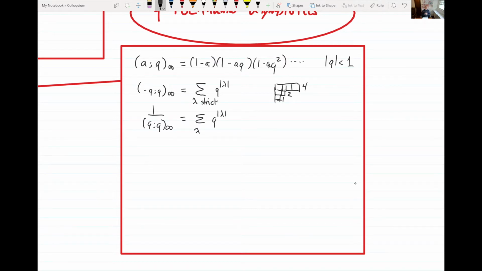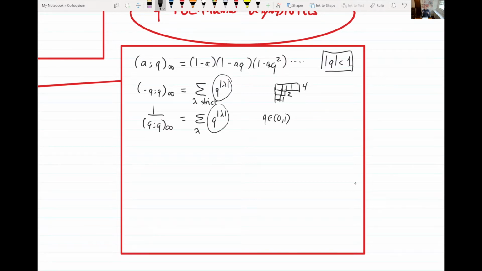There's also interesting probability related to them. For instance, obviously here I'm assuming q is less than 1 for these sums to be convergent. If I assume actually that q is between 0 and 1, then each of these terms will be a positive number. And so I can divide through by the left-hand side, and this actually defines a measure, right? Because I have a sum of positive numbers that sum to 1. And it defines, in the first case, a measure on strict Young diagrams, and the second a measure on just Young diagrams.